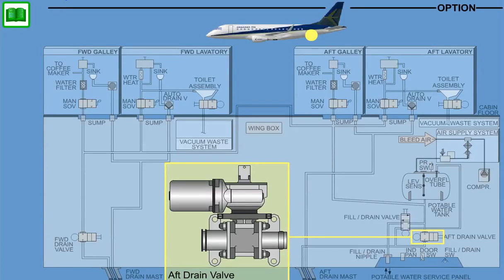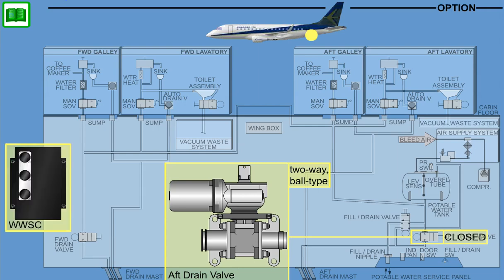The aft drain valve serves to drain the potable water tank in flight. The valve is included as a part of the in-flight drain option, and in flight is normally in the closed position. The valve is a two-way ball type that is operated by a water and waste system controller controlled electric motor. The valve includes a mechanical indicator of the valve position that may be used to manually open or close the valve in case of a fault condition.